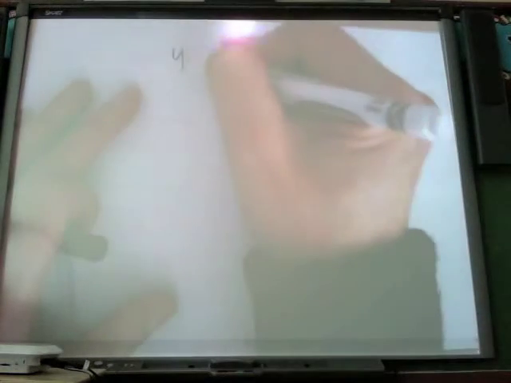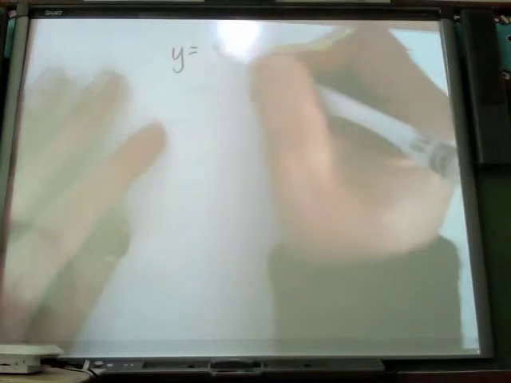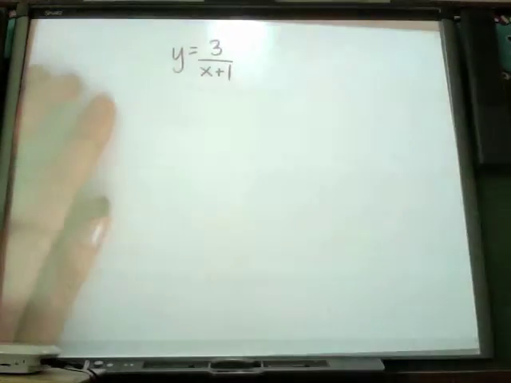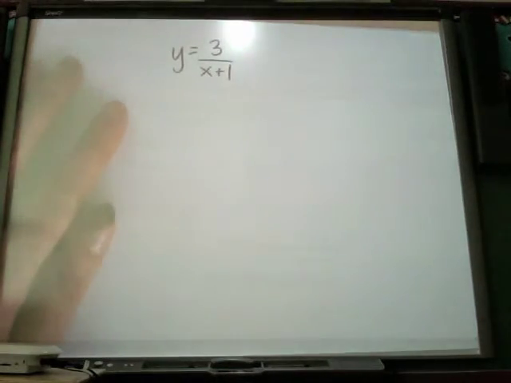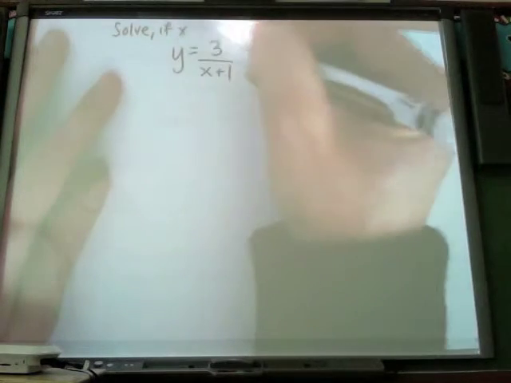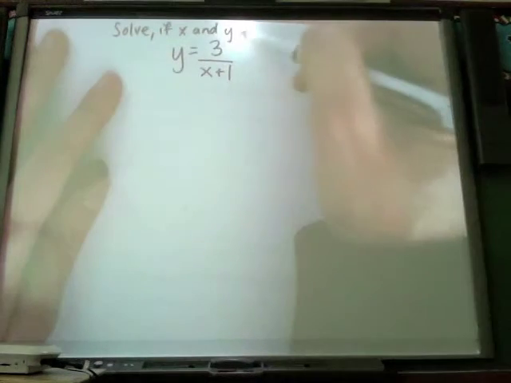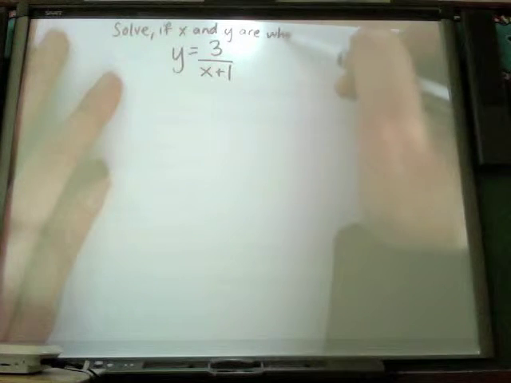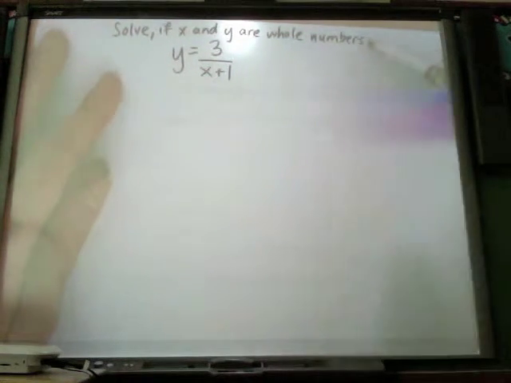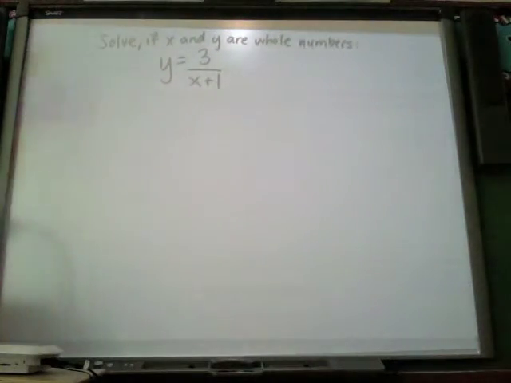You are going to get an equation, for example, y equals 3 over x plus 1, just to make it look a little different. And your question is going to say, solve if x and y are whole numbers. It's hard to graph fractions and decimals. So here's what we're looking for.